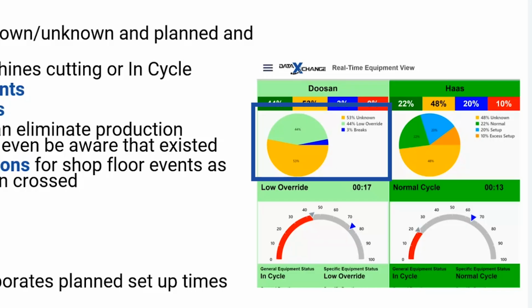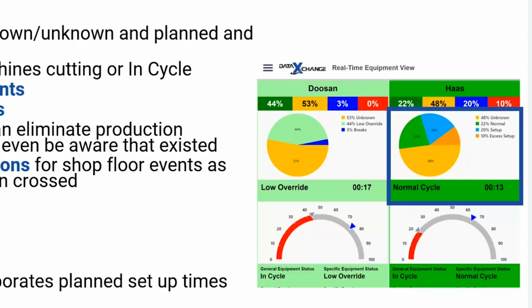So the Doosan has been in an unknown downtime for 53% of your available time, a 44% low override, 3% in breaks. And same thing with the Haas, where that machine has been in close to half of the available time in an unknown downtime, 22% cutting, 20% in setup, and then 10% in excess setup.